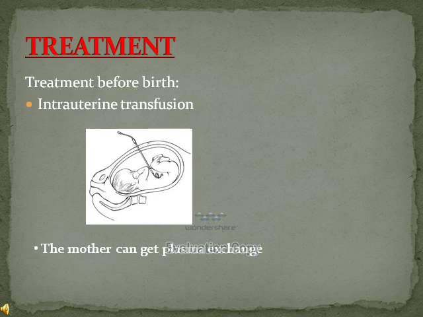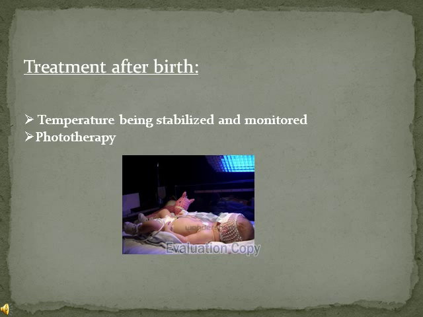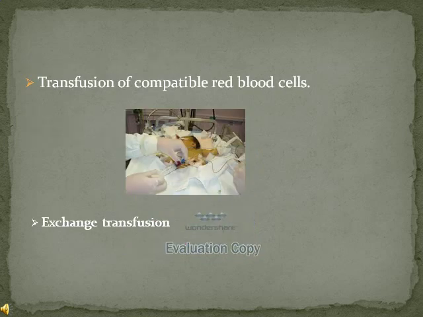There are various ways to treat HDN. The treatment before birth includes intrauterine transfusion, or the mother can get a plasma exchange. This reduces the circulation of IgG antibody by 75%. The treatment after birth depends on the severity of the condition: temperature being stabilized and monitored, phototherapy, transfusion of compatible red blood cells, and exchange transfusion where blood is taken out of the baby and new compatible blood is transfused into the baby.